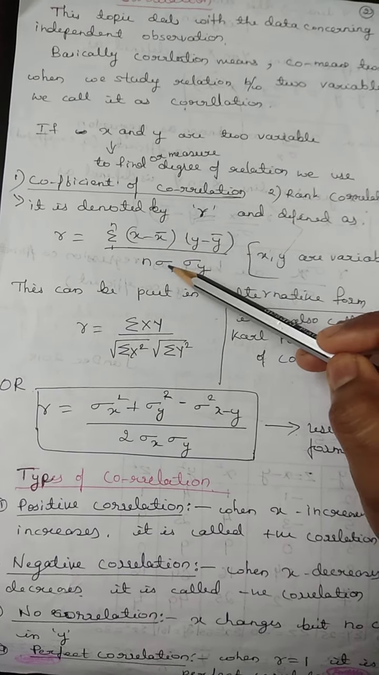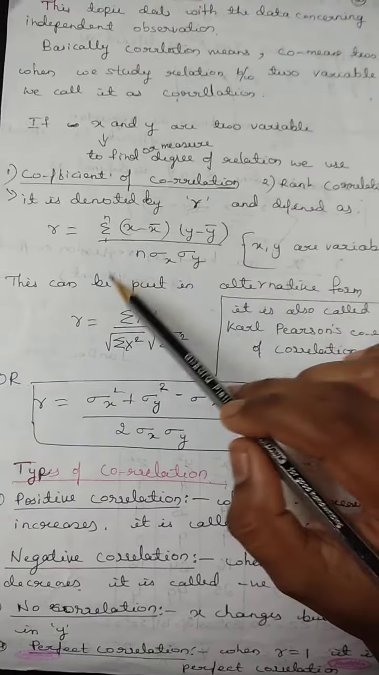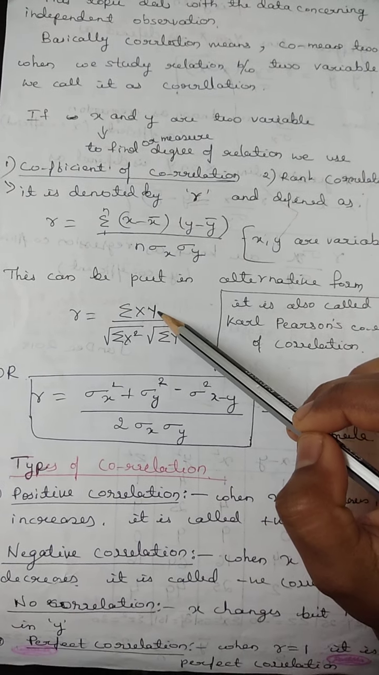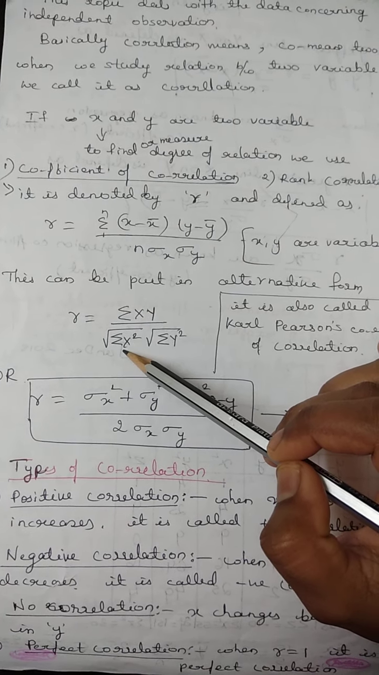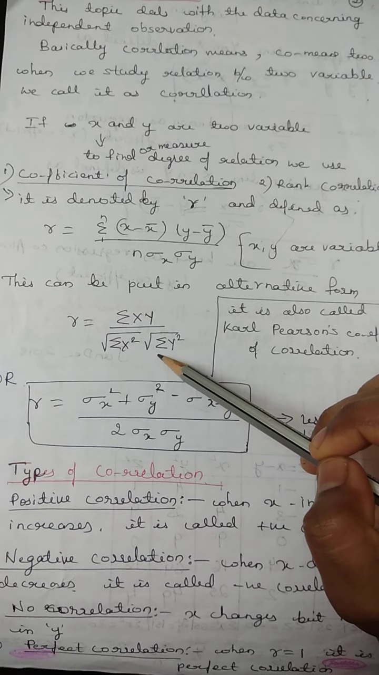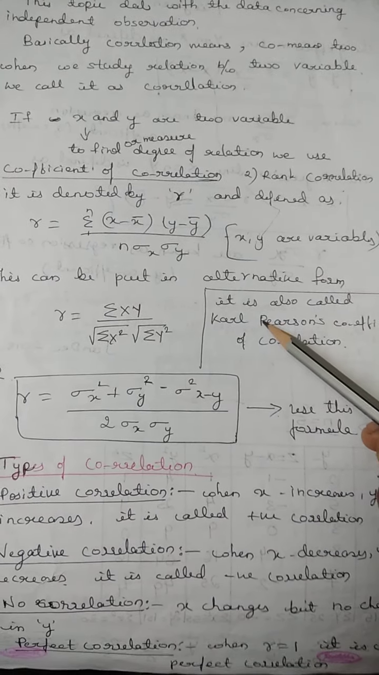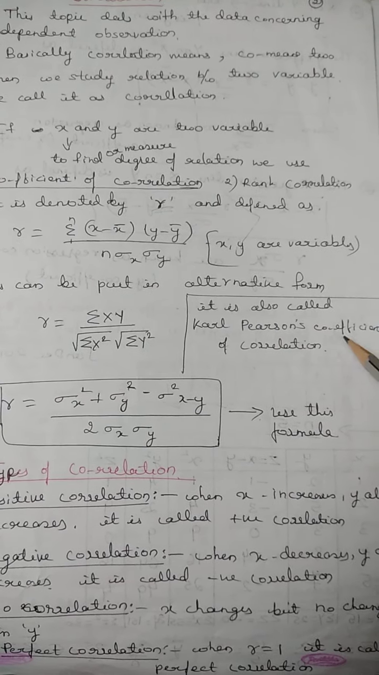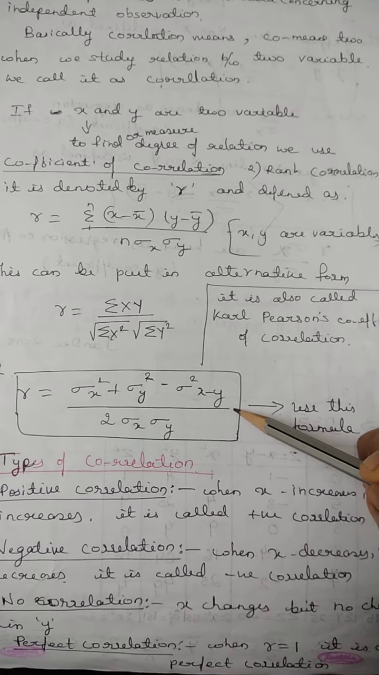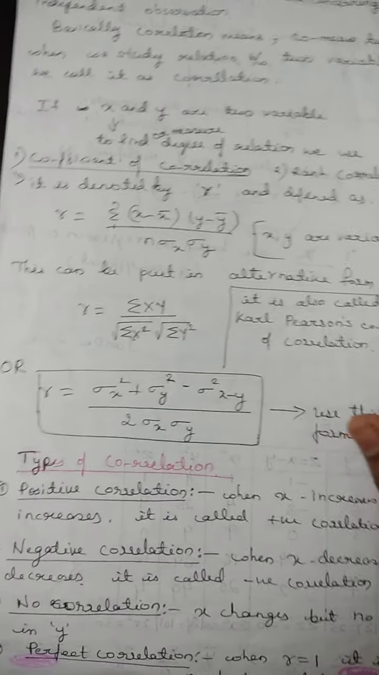So sigma is standard deviation and x and y are variables. This can be put in alternative form also, that is summation of xy whole divided by root of summation x square, root of summation y square. And this coefficient of correlation is also called Pearson coefficient of correlation. So normally we are using this formula to find the coefficient of correlation.